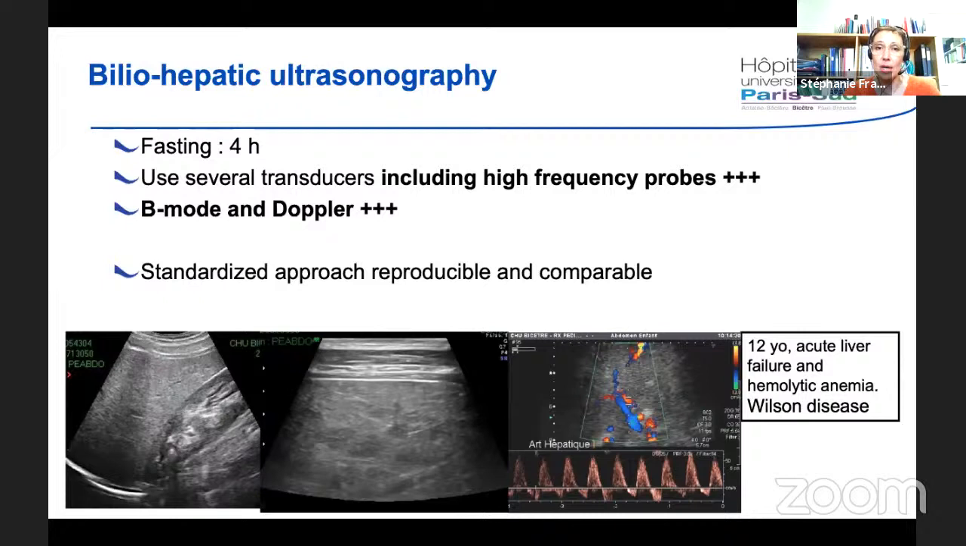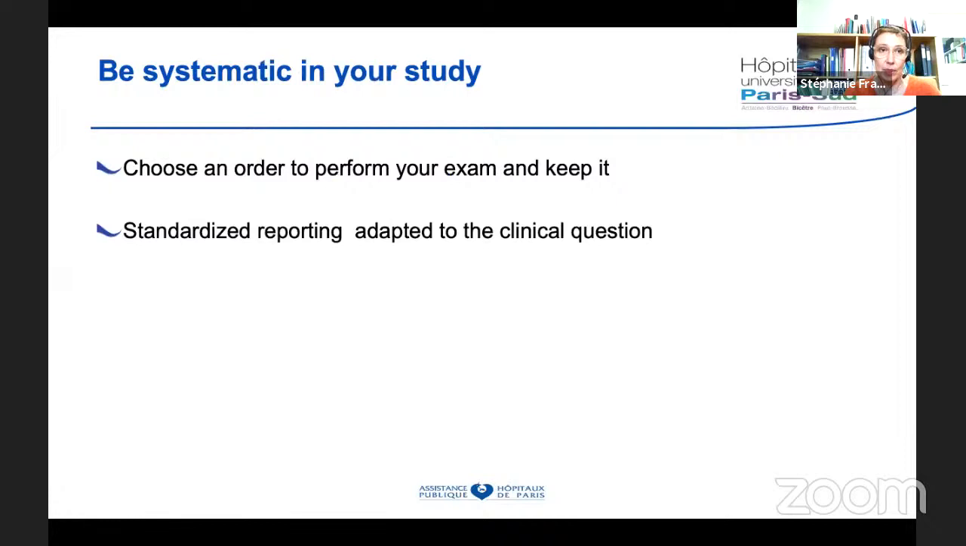Of course, I will mainly focus on B-mode and Doppler study that are the cornerstone of hepatic ultrasound. You need to use a standardized approach to be reproducible and to be able to compare one exam with the next one. Be systematic in your study. You have to choose an order to perform your exam and keep it. This will avoid missing some things, especially when you have a big abnormality. Sometimes you will focus on it and you will forget to look at the other things. And the best thing is to have a standardized report that is adapted to the clinical question.